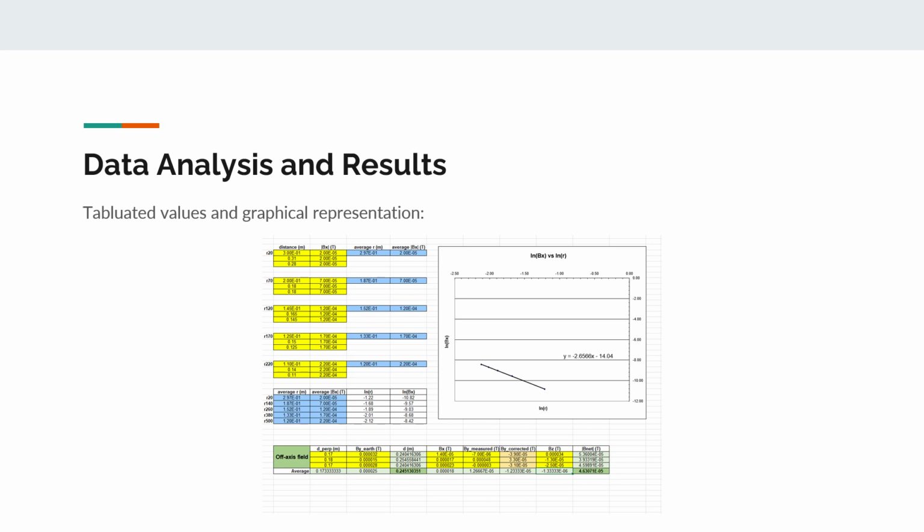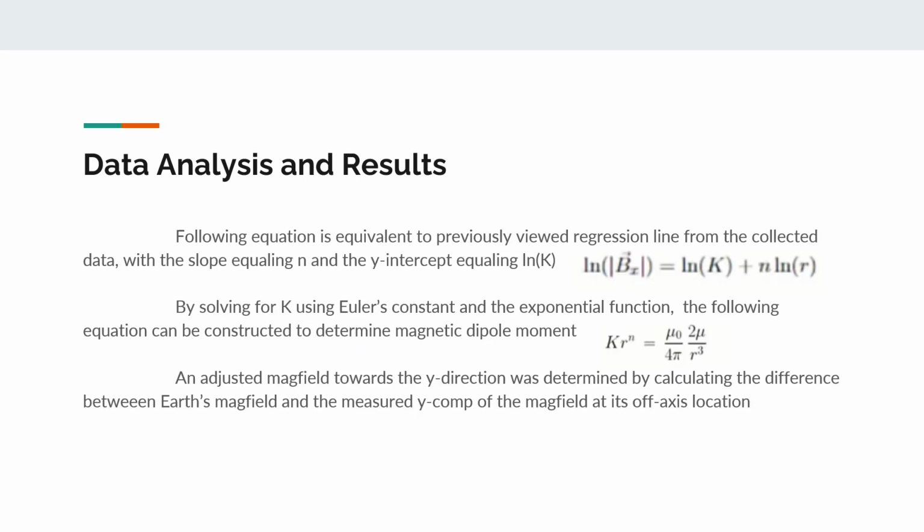Some observations that can be formed from the data is that where the magnetometer is farther from the magnet, there is almost a near zero magnetic field in the X direction. As the magnetometer moves closer, the mag field's X component increases. The following equation is equivalent to the previously viewed regression line from the collected data, with the slope equaling n and the y-intercept equaling natural log of k.